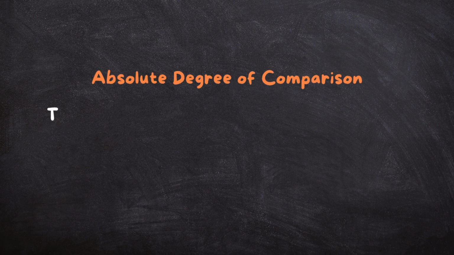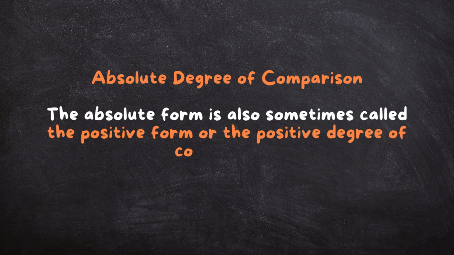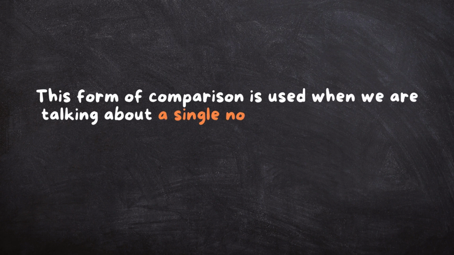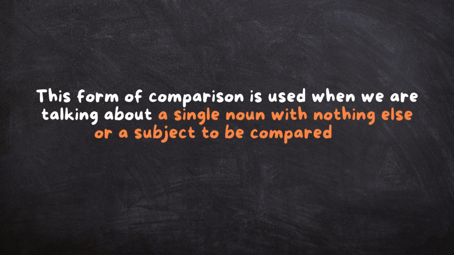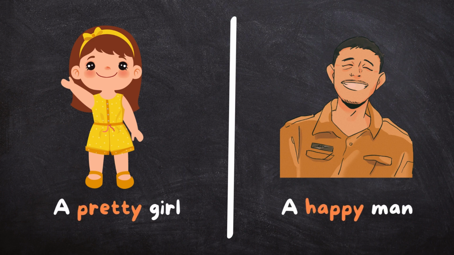Let's take the absolute degree of comparison. The absolute form is also sometimes called the positive form or the positive degree of comparison. This form of comparison is used when we are talking about a single noun with nothing else or a subject to be compared to. Examples are a pretty girl, a happy man.